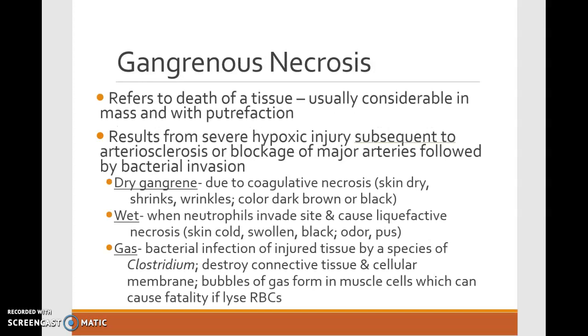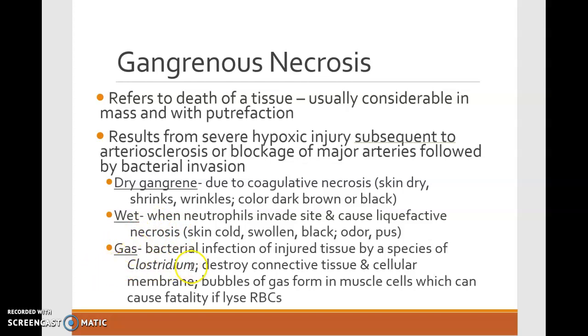And you've got gangrenous necrosis, which has a couple different ways. So check this out. The dry gangrene sounds exactly like you would think. Coagulative necrosis, skin is dry, it shrinks, it wrinkles, and it becomes dark and black. You have wet gangrene, where neutrophils invade, and it causes liquefaction, and all of the tissue around it becomes progressively more necrotic. And then gas gangrene, which is really fast acting.